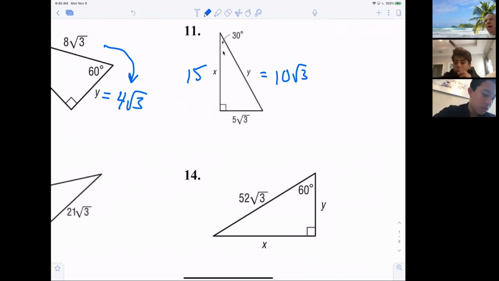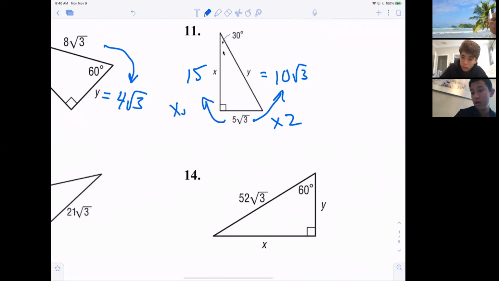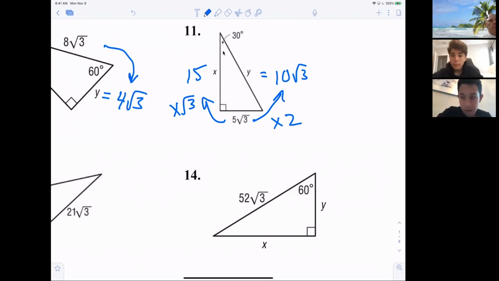I do not go from the hypotenuse to the long leg, or the long leg to the hypotenuse. Never. It always goes around the short leg. From the short leg to the hypotenuse is times 2. From the short leg to the long leg, it's times radical 3. That's just something you know. All right, here we go.